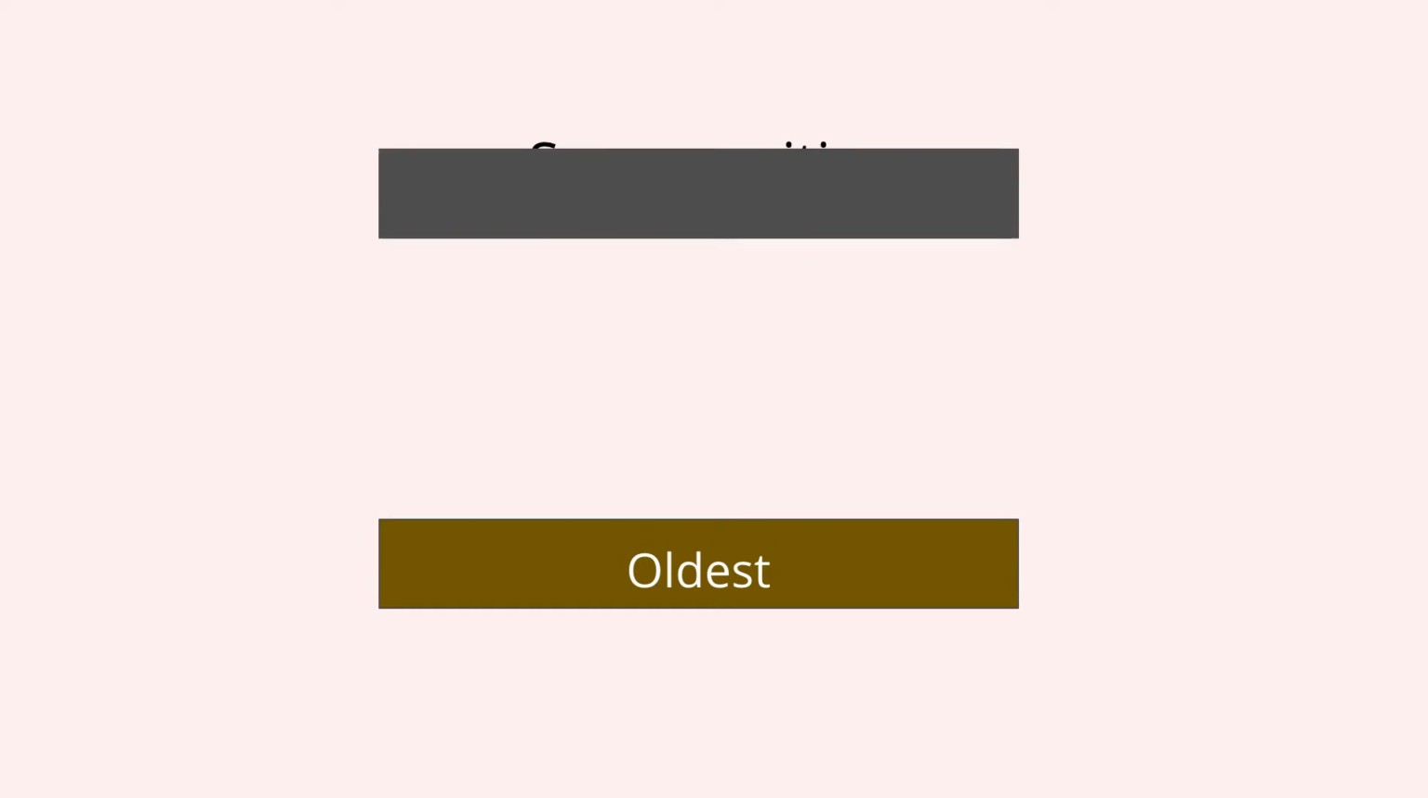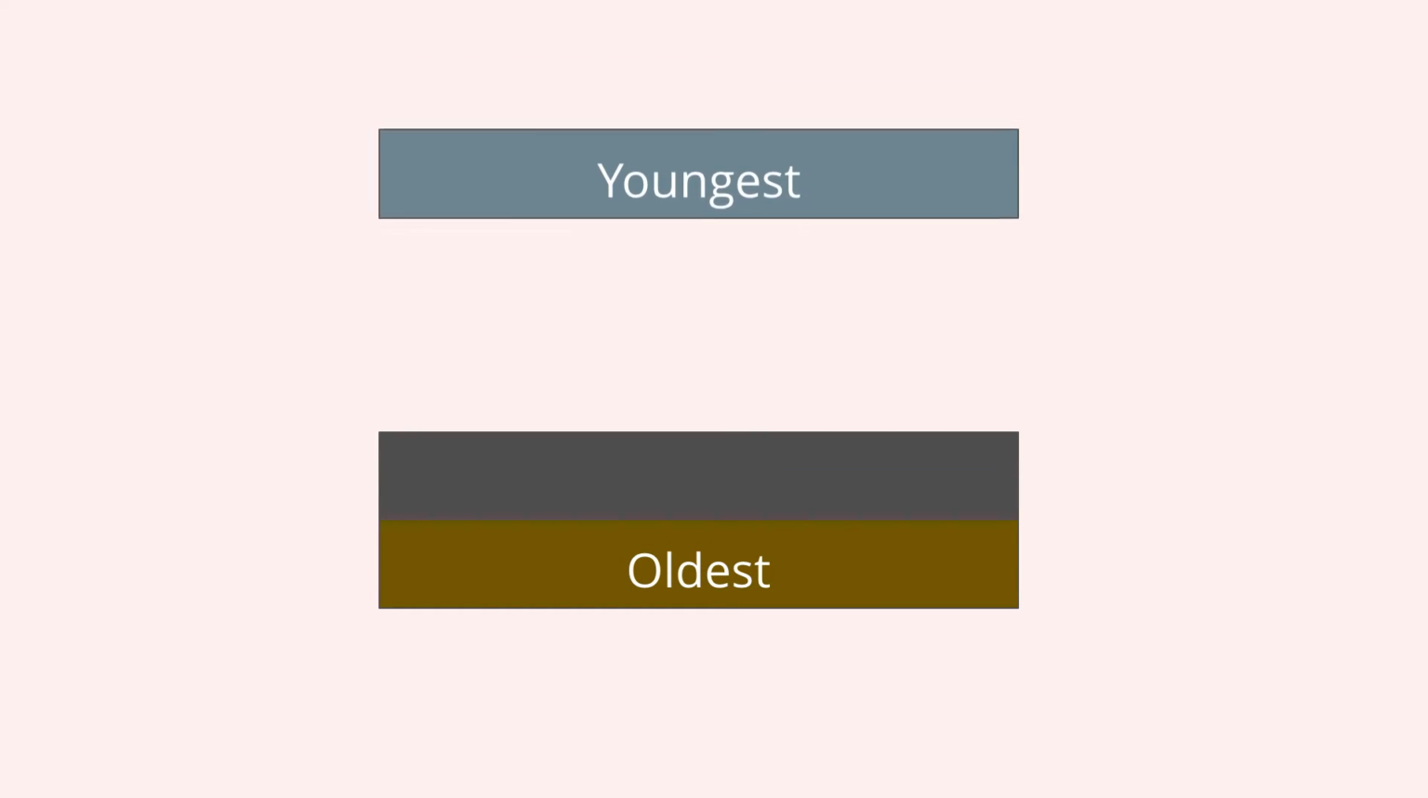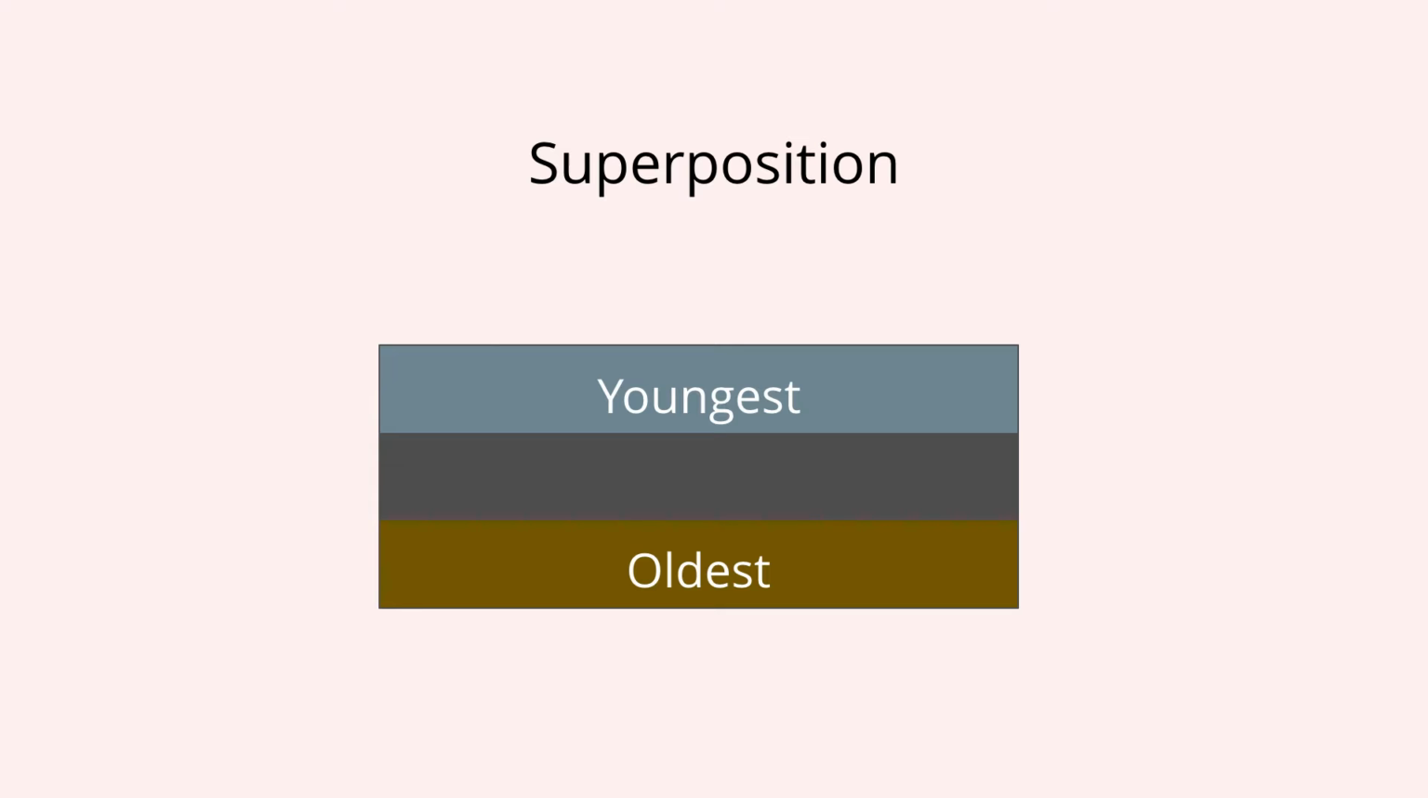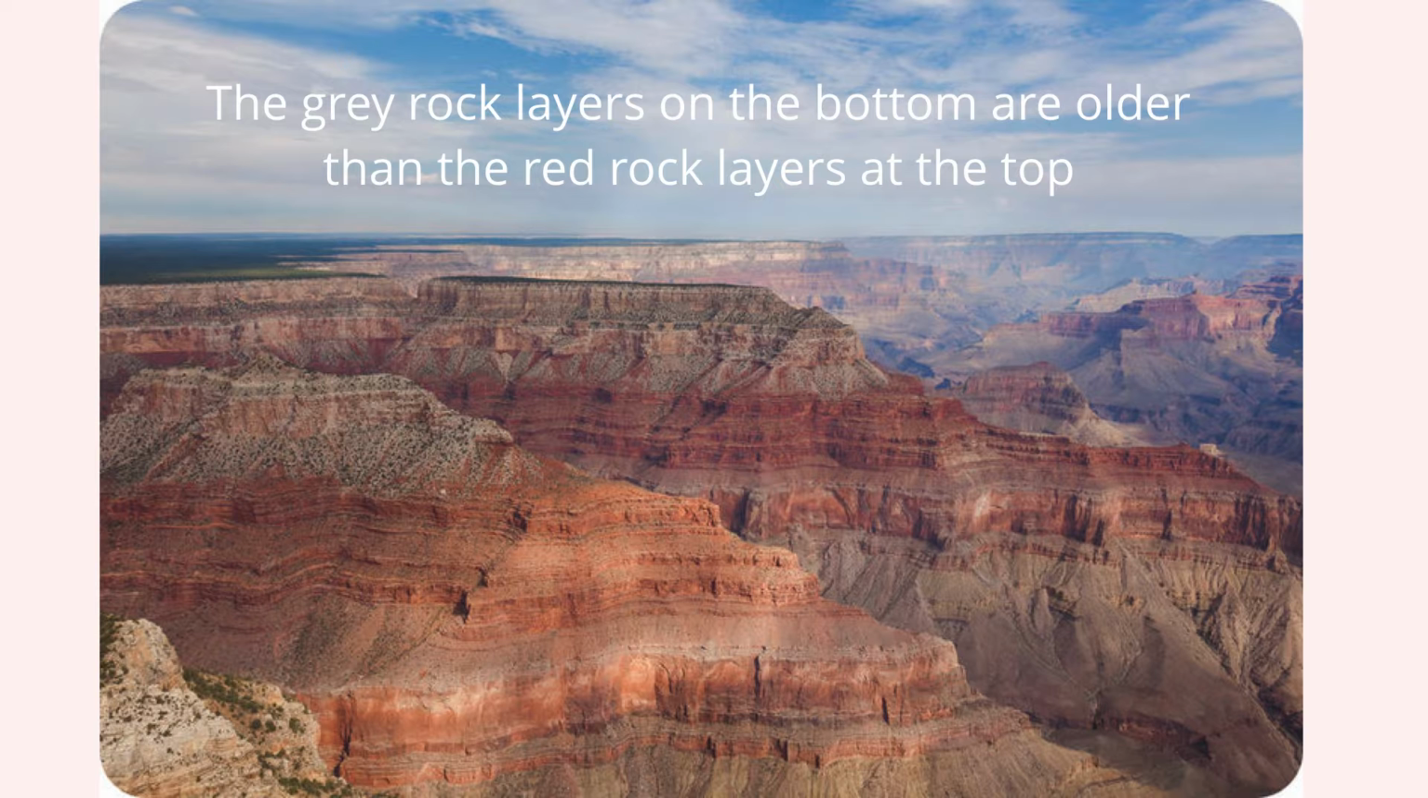The principle of superposition states that for rocks deposited in layers, the youngest layer is on top and the oldest on bottom, each layer being younger than the one beneath it and older than the one above it. This means that the gray rock layers near the bottom of the Grand Canyon are older than the red rock layers near the top of the Grand Canyon.